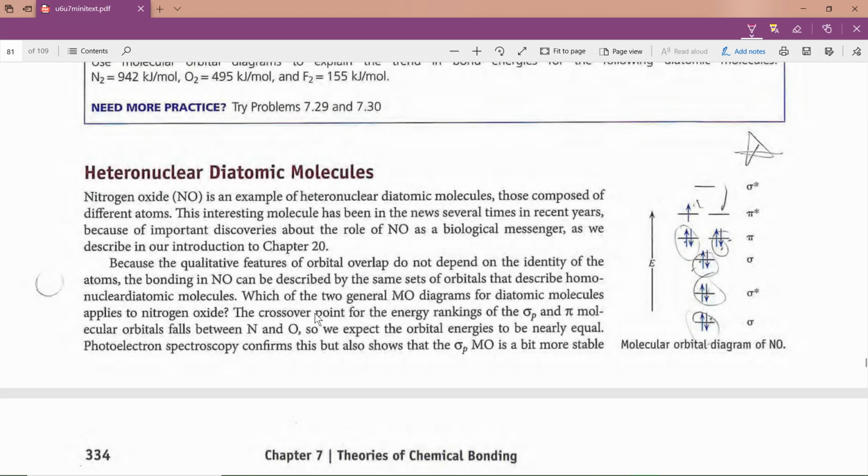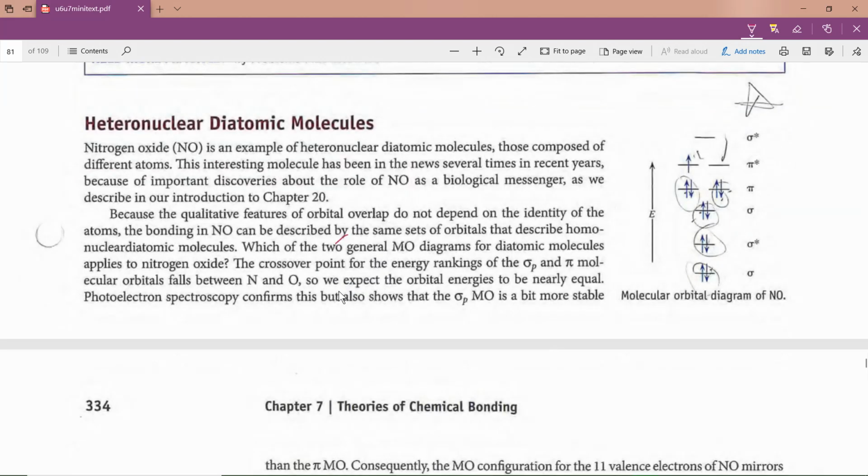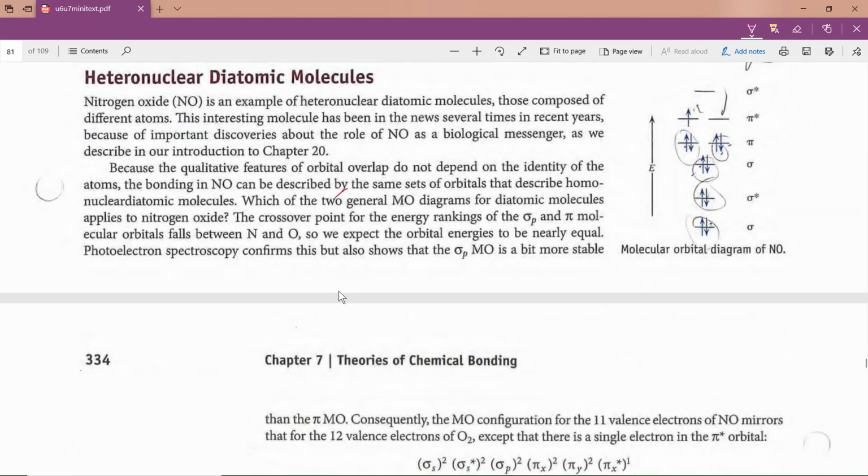When we use these crossover points, well, let's see, NO, we're going to put this sigma. Oh, you look at the average. So the average of 7 and 8 is 7.5. So you're going to fill up the sigma first and then the pi. So that's how you work it.